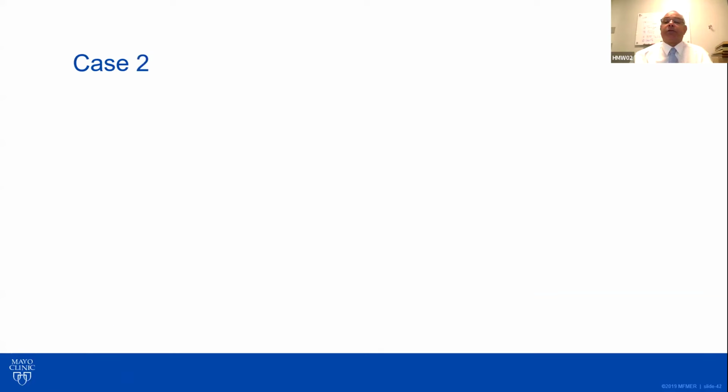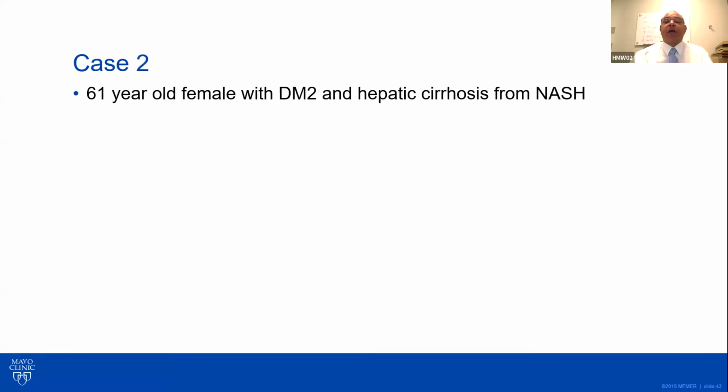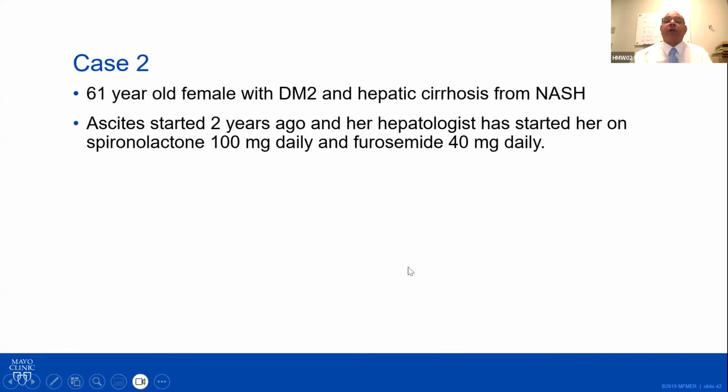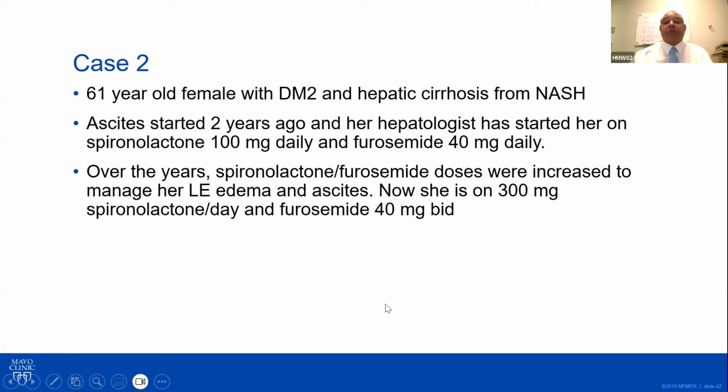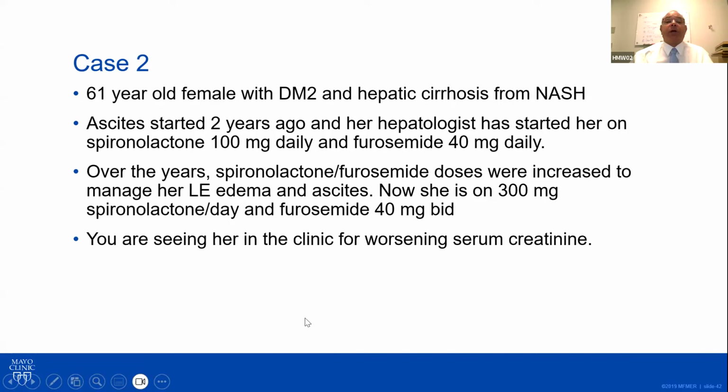Okay. Case 2, a female lady with type 2 diabetes and hepatic cirrhosis from NASH. Years ago, she started to have some ascites. The hepatologist started her on Aldactone 100, furosemide 40. But over the years, she achieved response, but progressively we had to increase the dose to manage her edema and ascites. Now she's on 300 milligram of spironolactone and Lasix of 40, okay?